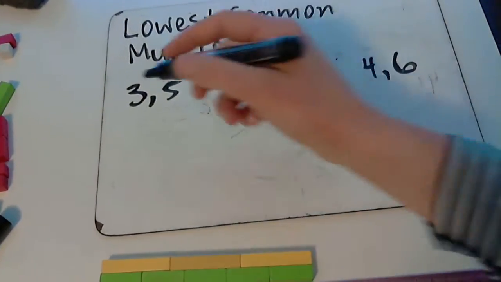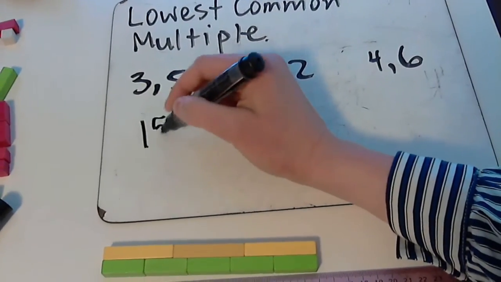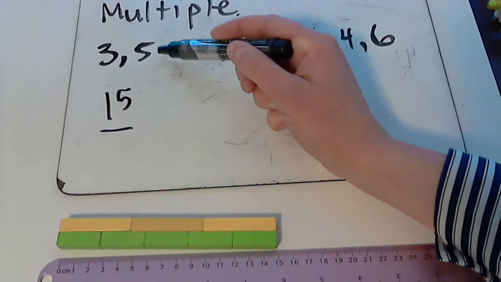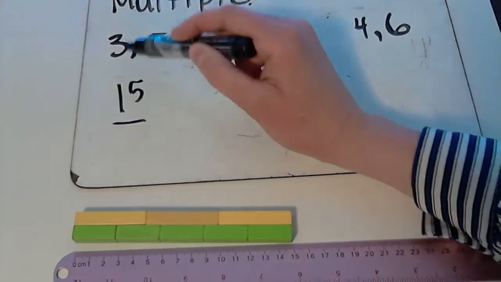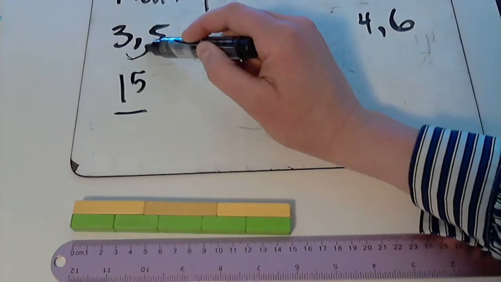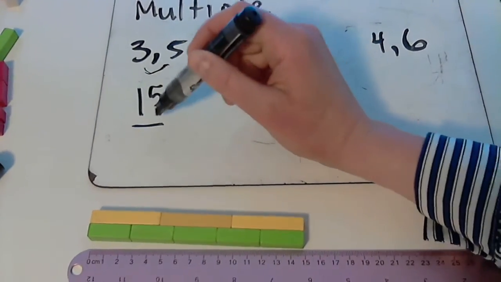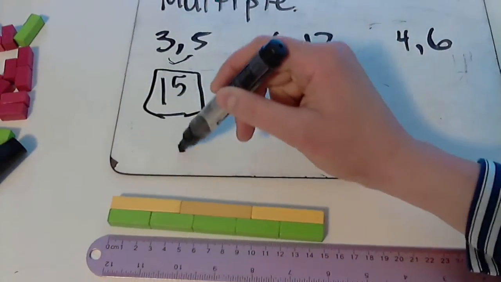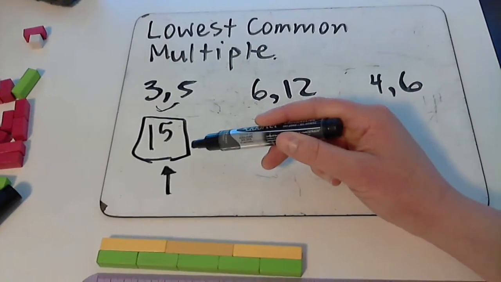So I can write up here, the lowest common multiple of 3 and 5 is 15. It also happens to be 3 times 5. So if you multiply these two numbers, you are going to get a multiple that's common to both of them, but it won't necessarily be the lowest. In this case, it is. Right?